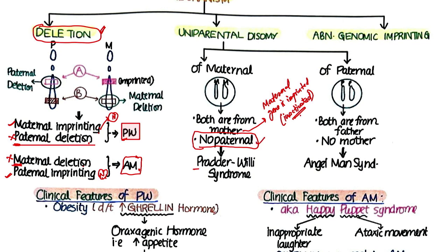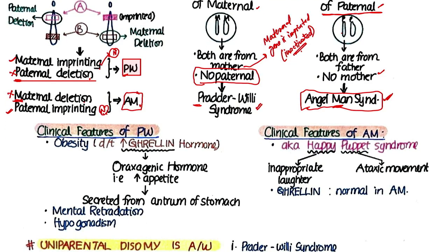Again, no paternal means P. No paternal means P, that is Prader-Willi, right? So this is an example of uniparental disomy of maternal gene. If there is uniparental disomy of paternal gene, means the two genes come from father only. No mother means M, man syndrome, Angelman syndrome, right? So these need to be remembered and revised time and again in order for you to remember them. Now let us discuss the clinical features of Prader-Willi syndrome.